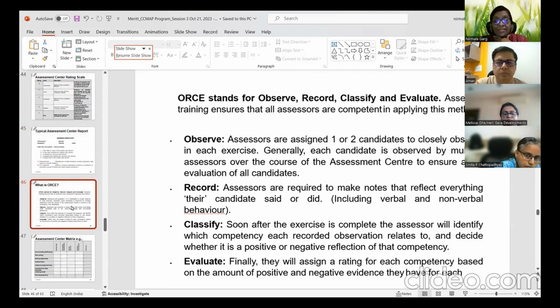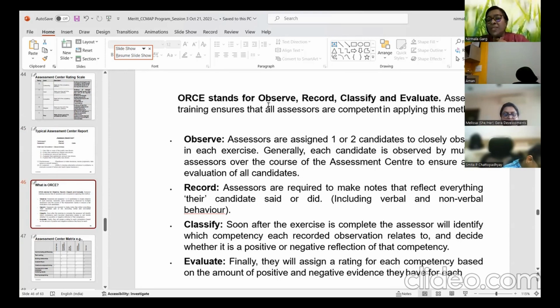Now, the assessors are typically trained on a technique called ORCE, which is also called ORS. Very important to understand this. O stands for observe. R stands for record. C stands for classify. And E stands for evaluate. The first and foremost thing they do when they sit as observers or assessors during the assessment process is observe.